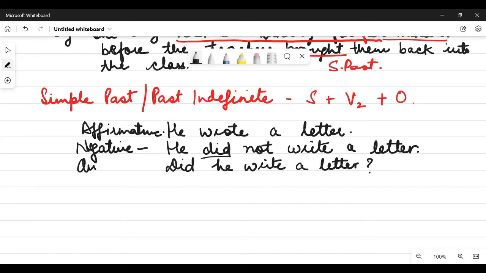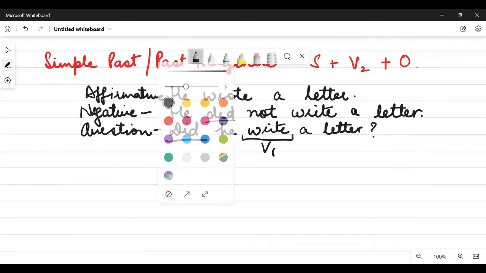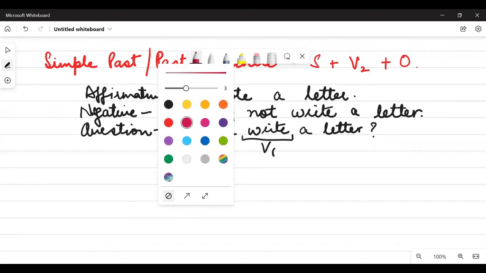Ma'am, can it be did he wrote a letter? No, it can never be did he wrote. With did, we always use first form of verb, because did in itself is the second form of verb. Please remember, it is a very common mistake which children usually make.